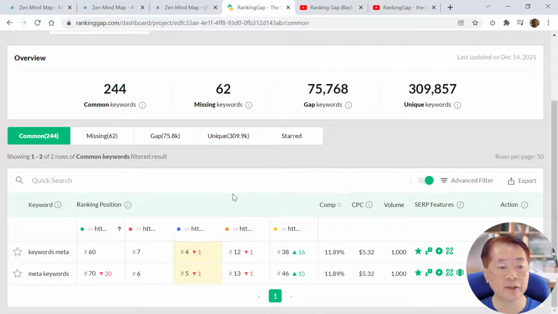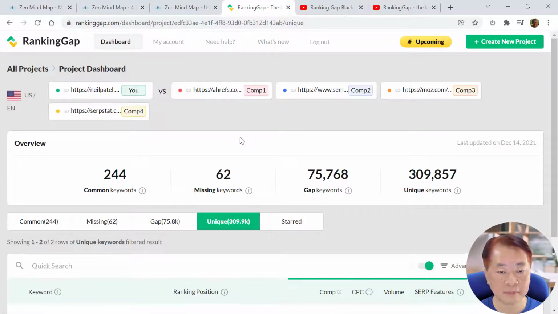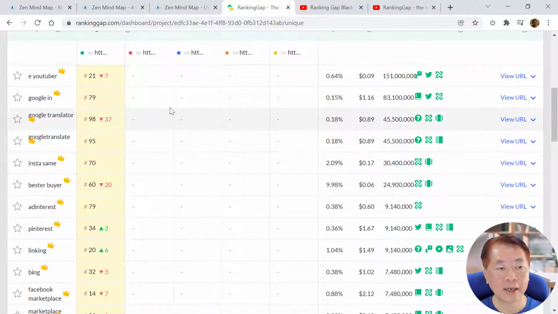309,000 unique keywords. NeilPatel.com is ranking above, better than the competitor. There are 309,000 keywords they are ranking, because I think they have very good blog content. So we click here, and you can see that these are the crown. The crown means you are actually number one, you are better than all the others, because all the others do not have any ranking with this keyword. And we can actually check, they have a lot of keywords, I mean the volume over here.